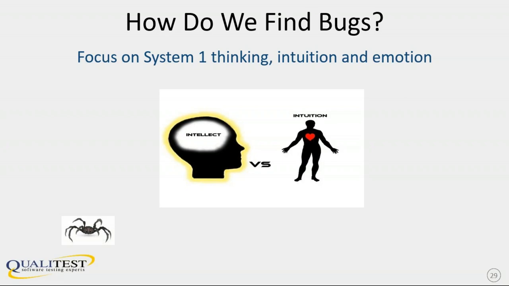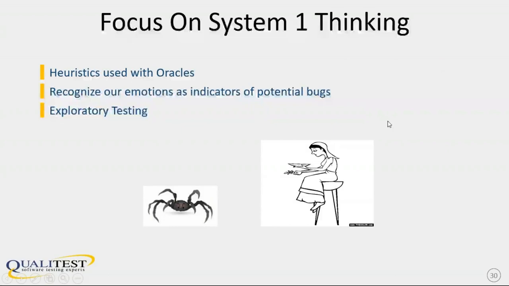We need to focus a little bit more on intuition and emotion. Now, how do we do that? Well, we use heuristics with oracles. You know, John Bach and Michael Bolton, the context-driven school, that's what they're about. They want us to use more System 1. We can even use our emotions to indicate potential bugs.